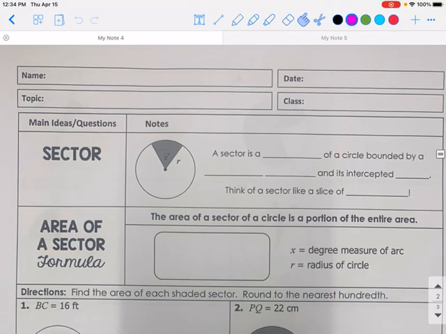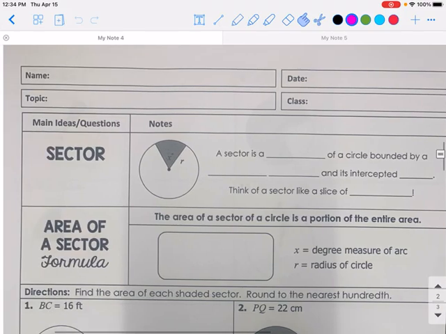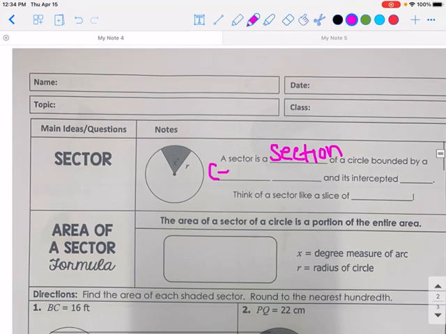Guys, we are continuing with area of sectors. So we've dealt with sectors. They are sections of a circle, bounded by the central angle. So central angles are coming back, and it's intercepted by an arc. So the way we think of sectors is we think of them as slices of pizza.